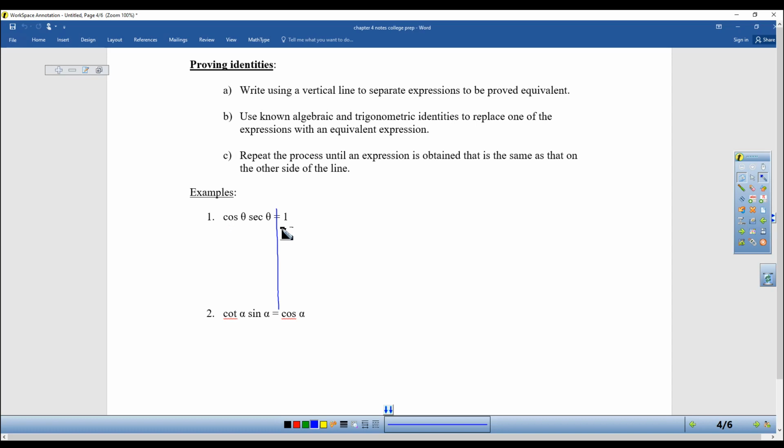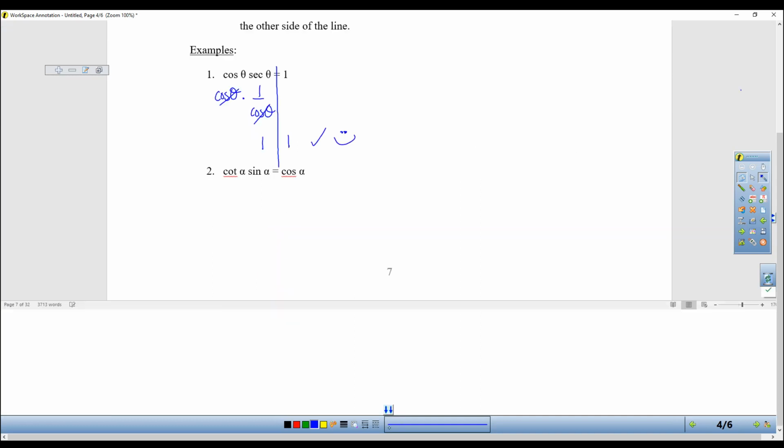So in the end, it looks like a 1. I'll show you. This first one, I'm going to leave the cosine. I'm going to change the secant to 1 over cosine. These cancel, and I get 1. Once it looks like the other side, I personally then bring this down and write 1 and either put a check or a smiley or something that shows me that I'm done. Some people just put the 1 there and then they're like, yeah, got it. You can't stop a step before that. Until this side looks just like this side, you have to keep going.